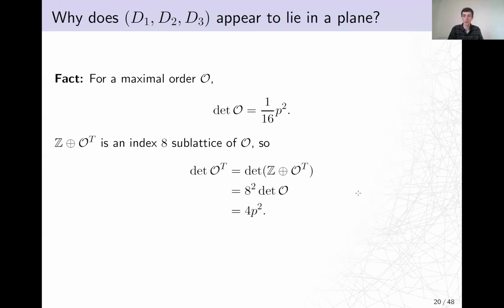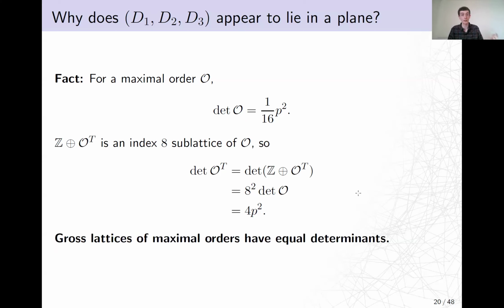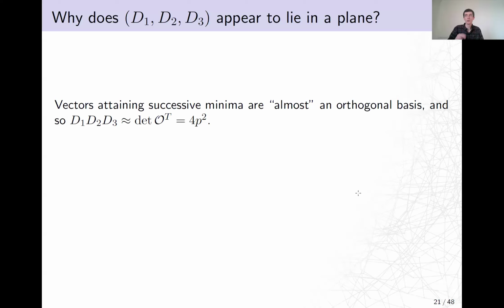So that's the important thing that will allow us to understand why d1, d2, d3 happen to lie in a plane: Gross lattices of maximal orders all have equal determinants. Now, the other important factor is that if we take vectors attaining the successive minima, they will be very, very close to orthogonal. So d1 times d2 times d3, remember this is the product of the squares of their lengths, is going to be very, very close to the square of the covolume, or the square of the volume of a parallelepiped. So d1, d2, d3 should be very close to the determinant of the lattice.